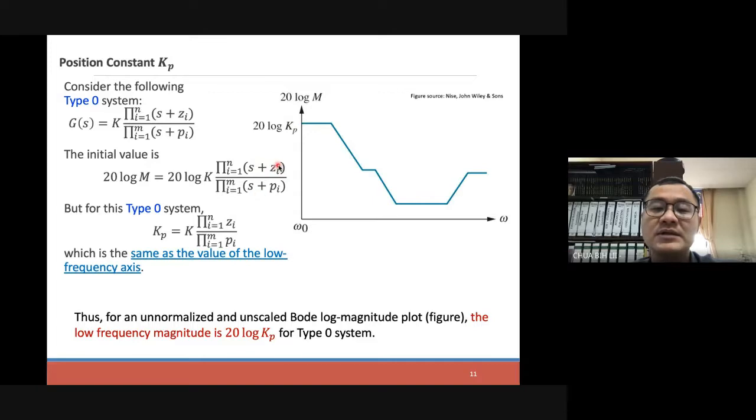So it becomes only 0 and poles. Okay, so this would be our relationship. So the Kp would be equal to K times the product of zi divided by the product of pi. Okay, and this is the value of the low frequency axis. Okay, you can see that the value of the Kp is here.